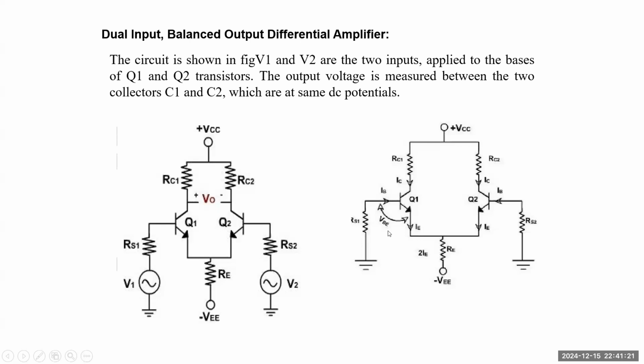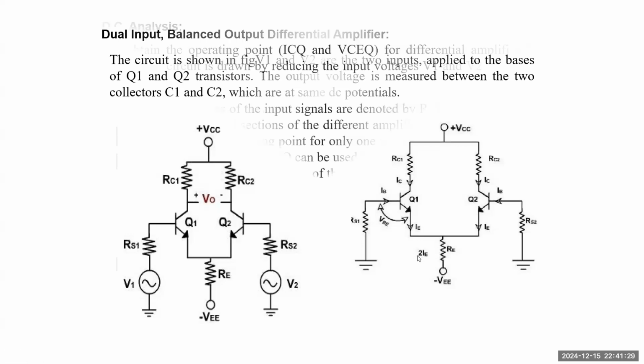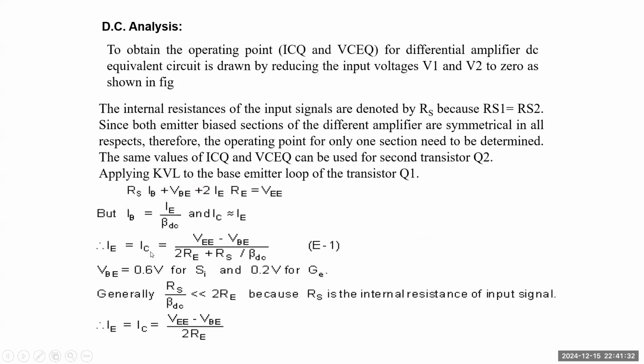So applying the KVL to any of the input loops, we can calculate the current IE and we can approximate it to the collector current IC. When we apply the KVL to the emitter base loop of transistor Q1, it becomes RS IB plus VBE plus 2 IE RE equals VEE. Since IB equals IC by beta DC and IC is approximately equal to IE, we can write IB equals IE by beta DC.